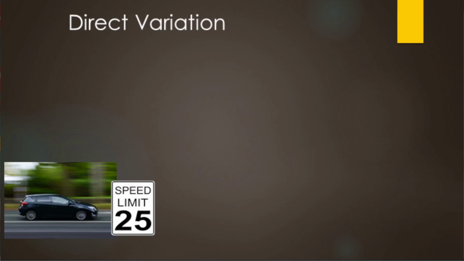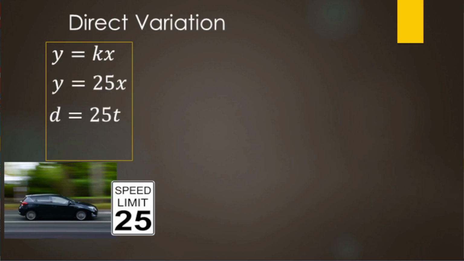So in this video, we are going to be looking at the different representations of direct variation. So symbolically, direct variation is y equals kx. For the example here with a car driving 25 miles an hour, that's going to be y equals 25x. If you're using the distance formula, distance equals rate times time, that would be d equals 25 for the rate, t for time, in this case hours. So that's symbolically, or algebraically, or as an equation.